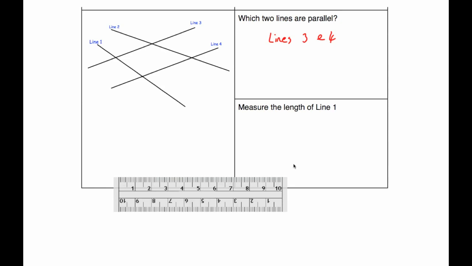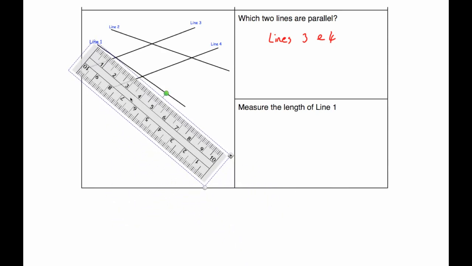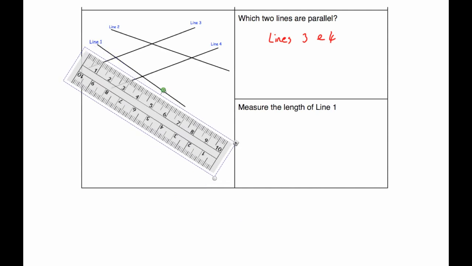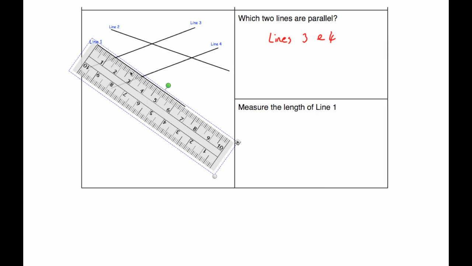Okay, and the next question says measure the length of line 1. Now this obviously will depend if you've printed it, what size you printed it, and so on. But I've got a ruler here, and we're just going to measure line 1. Make sure the ruler is in line with it. I've got the 0 at the very beginning of the line, and it's gone all the way along. It's gone 5 centimeters, 6 centimeters, past 6.5. I would say that's 6.6 centimeters. So my line is 6.6 centimeters. But again, that will depend on how you've printed your work.